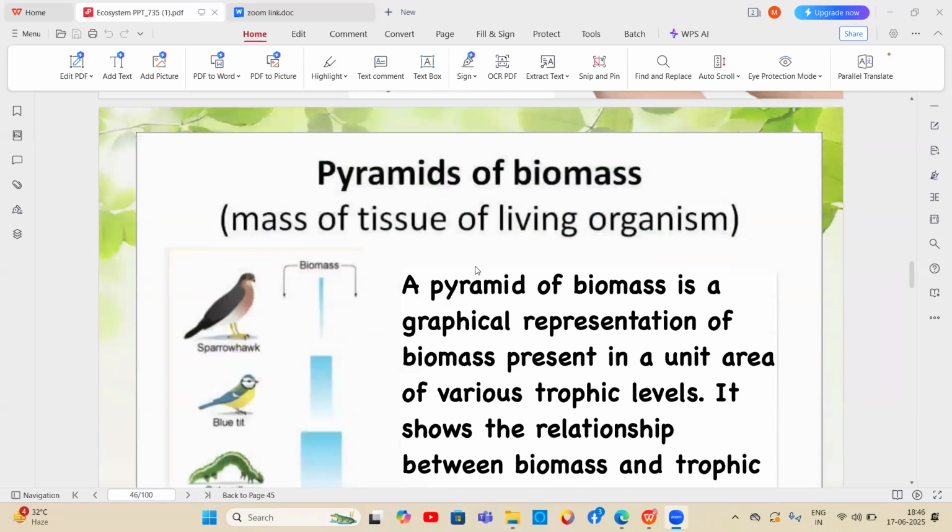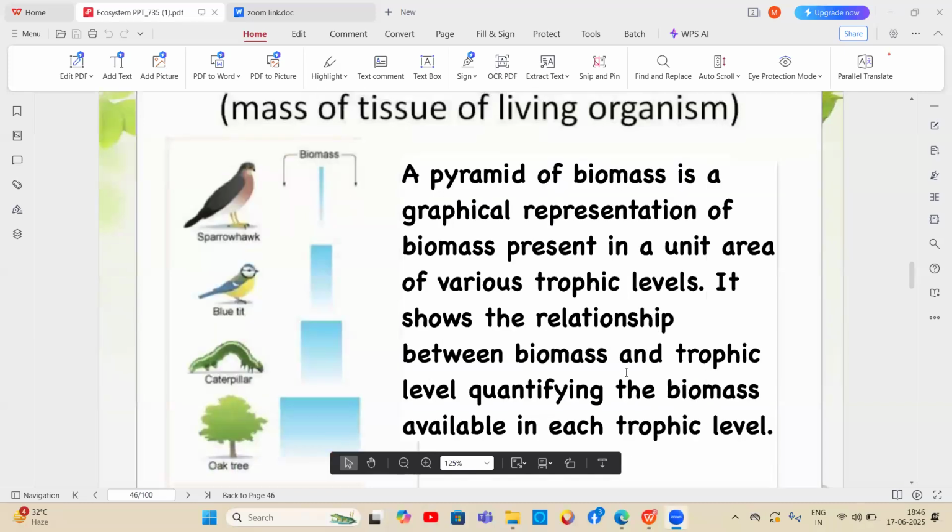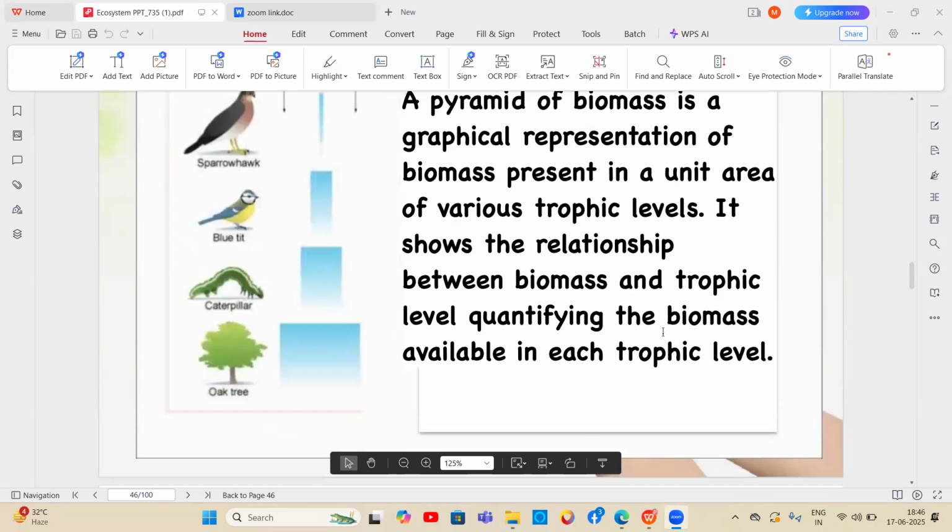And next one is the pyramid of biomass. That is the mass of tissue of the living organisms. It is a graphical representation of the biomass which is present in a unit area of various trophic levels. So it shows the relationship between the biomass and trophic level, quantifying the biomass available in each trophic level.